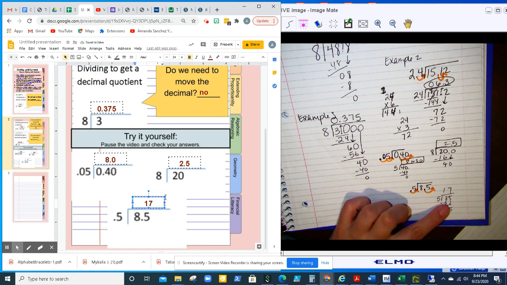I hope you guys found this concept easy. Make sure that you are counting the values on the outside, starting there, making sure the value on the outside is a whole number. Okay, that's what's the most important when you're dividing with decimals.